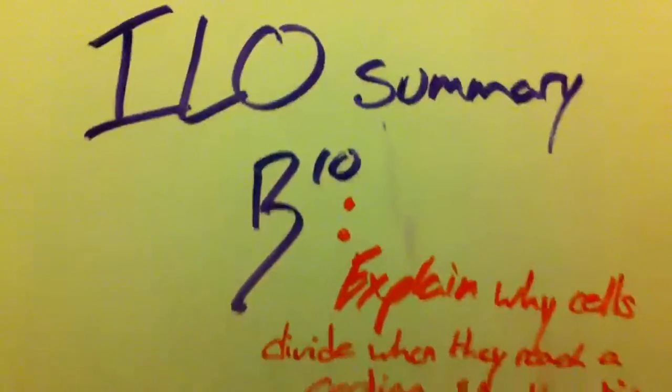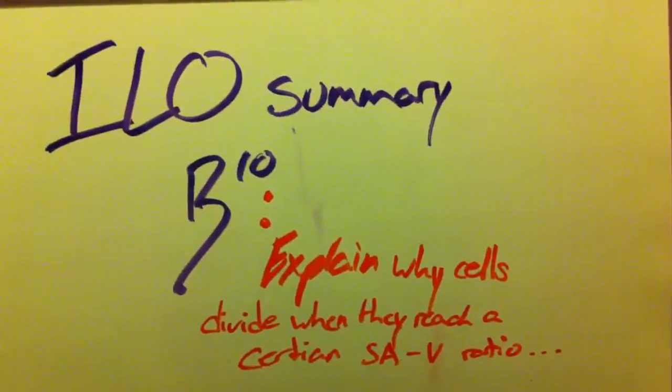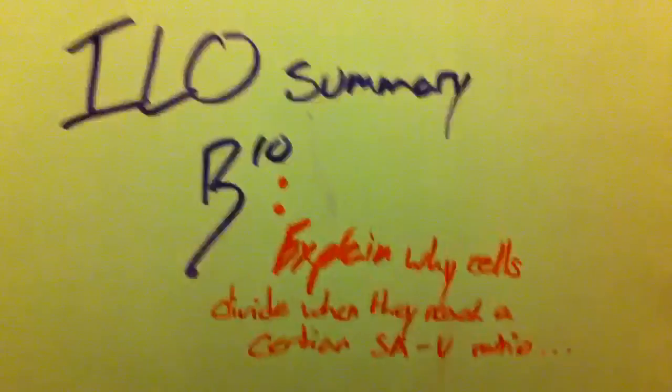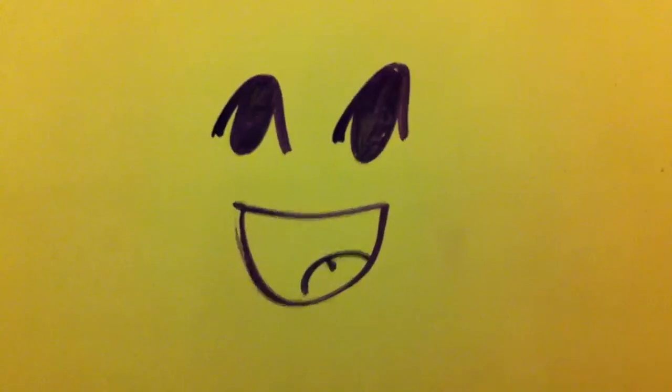Learning Outcome Summary B10. Explain why cells divide when they reach a certain surface area to volume ratio. Now, unfortunately, I'm not exactly sure how to draw this one, although I do know what it is, so I'm just going to explain it and hope for the best.